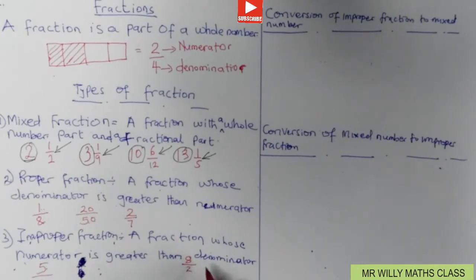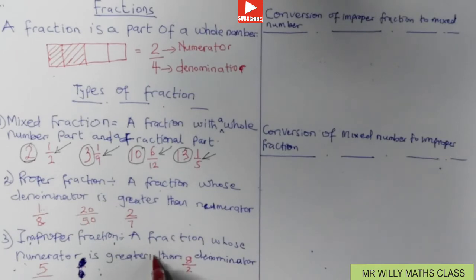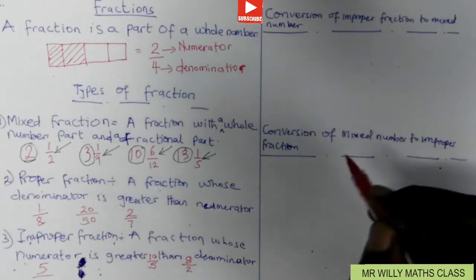This is our denominator. If you have 10 divided by 5, that 10 is our what? 10 is our numerator, while 5 is the denominator. So when you have a fraction whereby the numerator is greater than the denominator, that's a what? That's an improper fraction. So today we want to learn how to convert from improper fraction to mixed number.